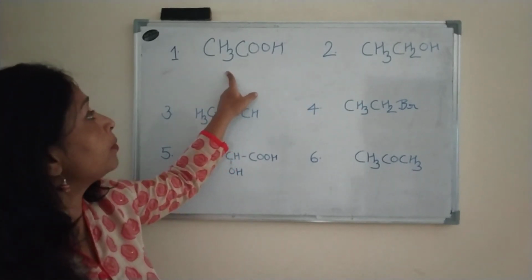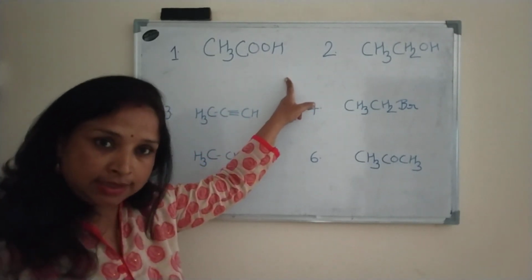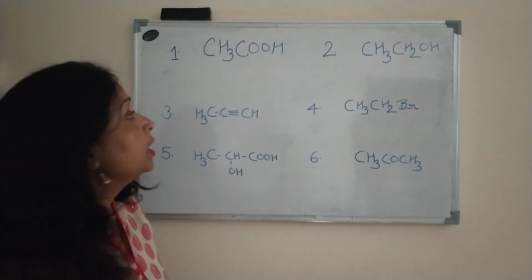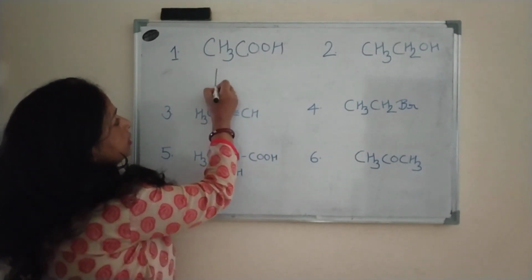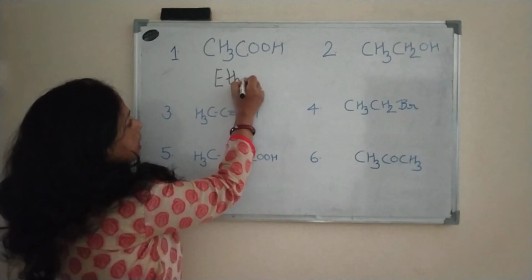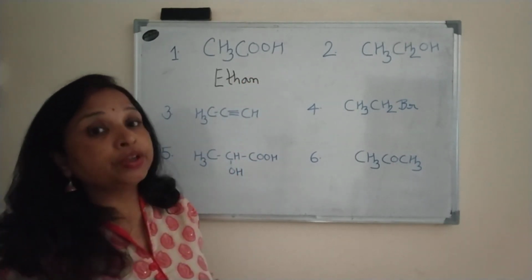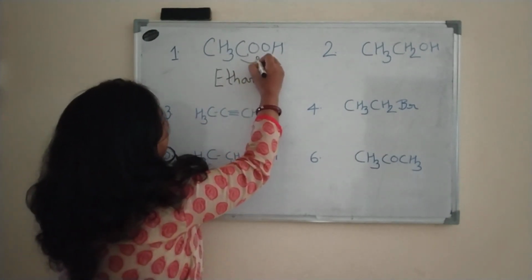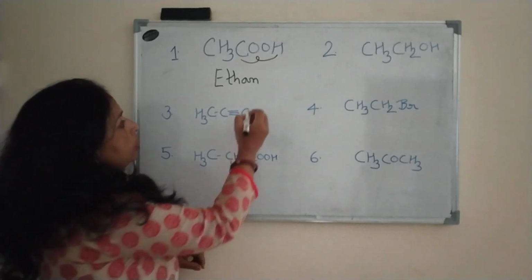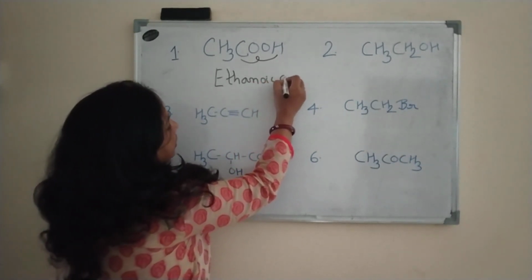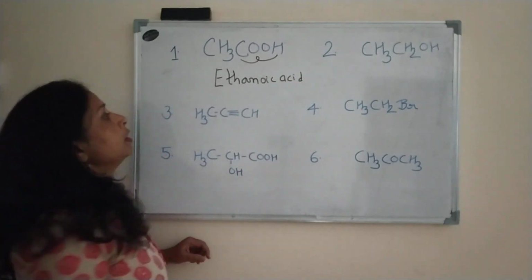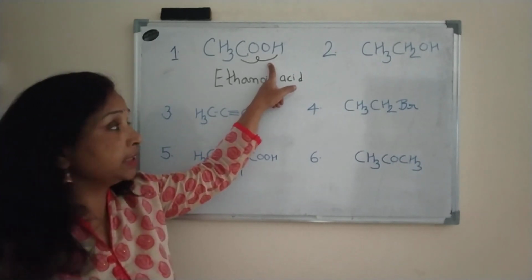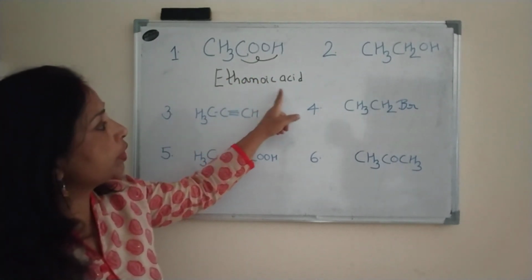The first one is CH3COOH. The common name of CH3COOH is acetic acid, and we have to write the IUPAC name of acetic acid. There are two carbons, so we write ethane, and we have to remove the E of ethane and add oic acid because the functional group is carboxylic acid. So the name becomes ethanoic acid, because two carbons are there and the functional group is carboxylic acid, COOH.